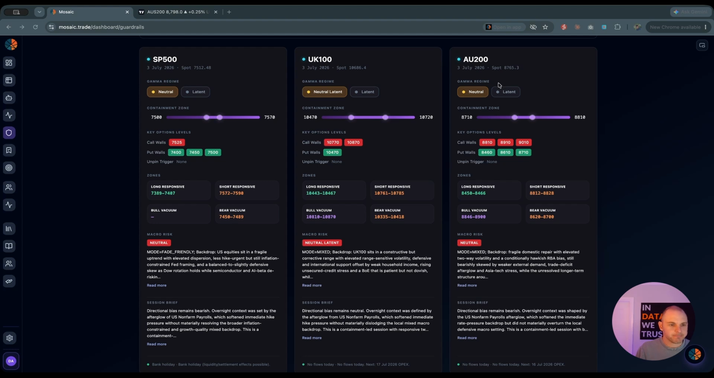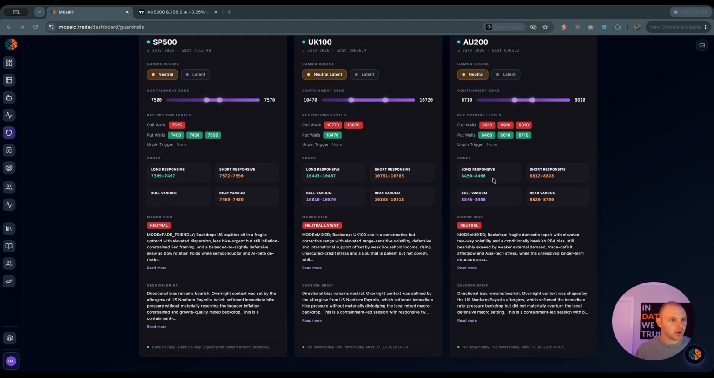We've got the current gamma regime, giving you a quick sense of the structural environment. I'd really be paying attention when this turns short. That's when market makers are positioned to really chase moves, and that's when you often see some of the really large, violent moves in one direction. We've got the containment zone. This is the area where the price is likely to remain balanced if the current conditions stay the same. Key option levels: major call walls, put walls, any unpin or breakout triggers.